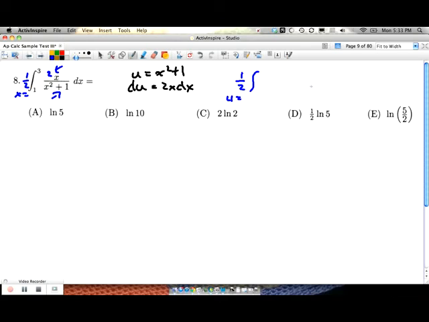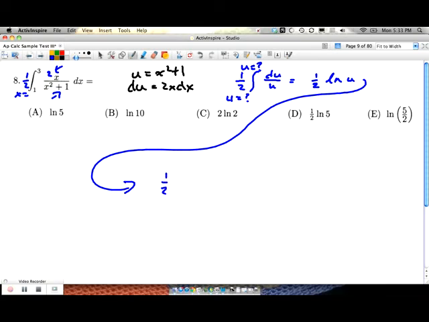We have du over u, which is going to be 1/2 times natural log of u. Well, natural log of u is really natural log of x squared plus 1. So we're doing 1/2 natural log of x squared plus 1 evaluated from 1 to 3. If we plug in 3, then we're going to have 1/2 natural log of 3 squared is 9 plus 1 is 10, minus natural log of 1 squared is 1 plus 1 is 2.